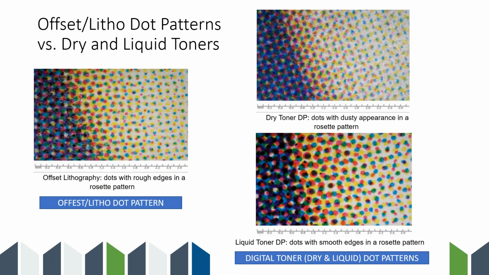So you can see on the left here, that is your typical offset litho dot pattern once it is put down onto the substrate. In the upper right, this would be the older dry toner technology. These are still used in your home office kind of laser printers, but you can see the dots compared to the litho are a little fuzzy around the edges, they're uneven, which in the commercial printing and professional printing world would not yield a desired level of print quality.